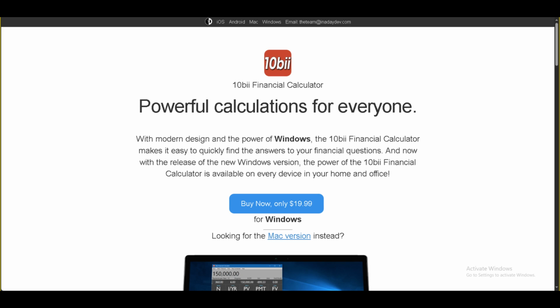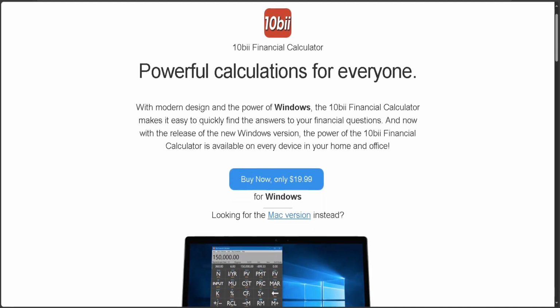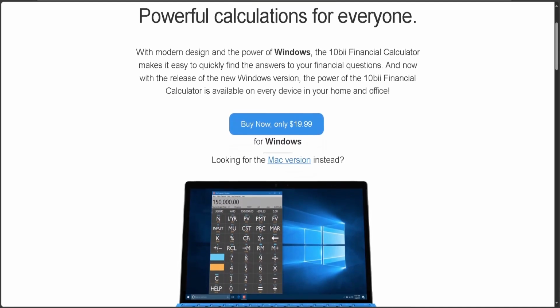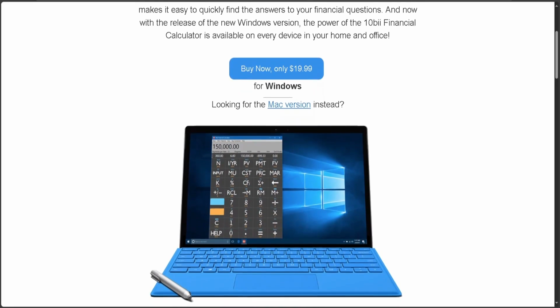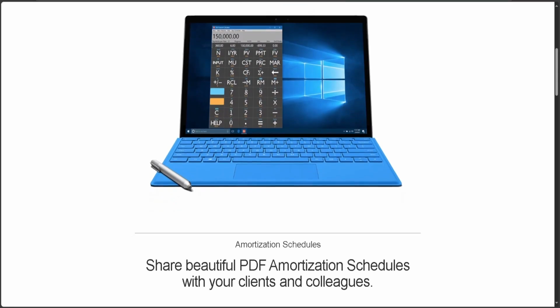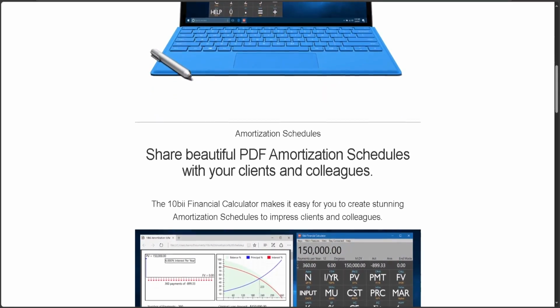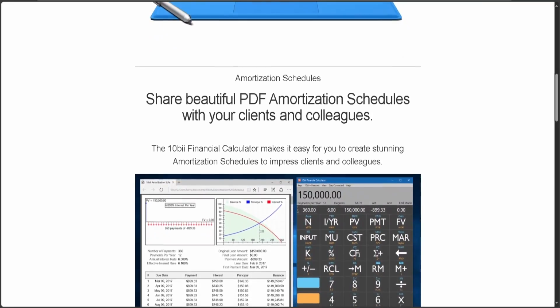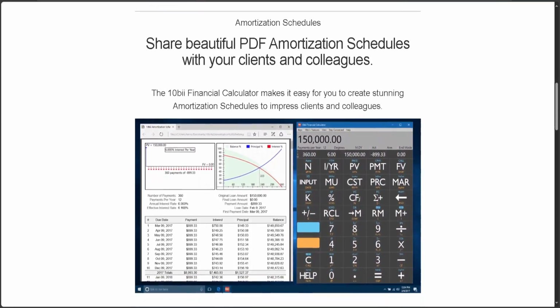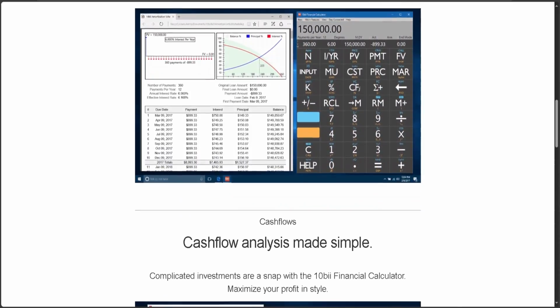Hey guys, today I'm teaching you how to use the 10BII Financial Calculator app, which is designed for students, professionals, and investors who want fast answers on finance problems because it covers everything from time value of money, amortization, cash flow, interest conversions, bonds, and depreciation to statistics and break-even analysis with built-in worksheets.